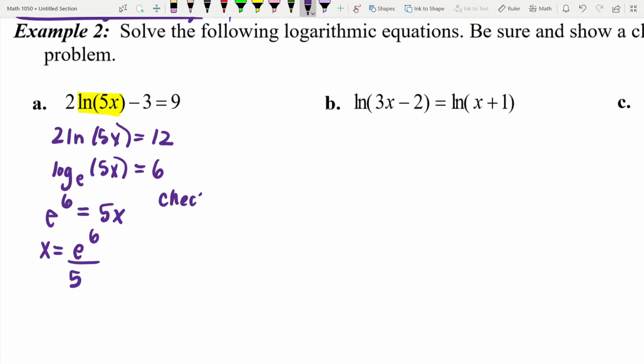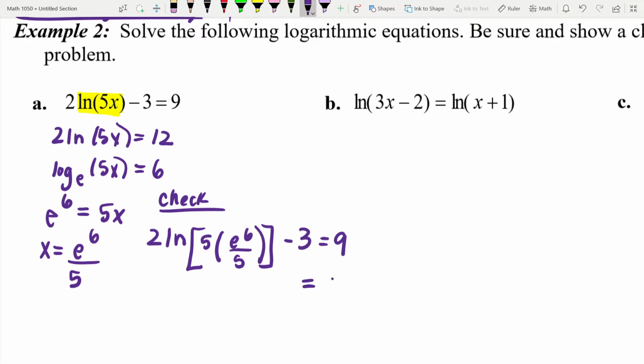Everybody write down the word check and then go to ln. When I check, I turn the parentheses into brackets. You must always check from the beginning. So this is ln of 5 times e to the 6th over 5, close your parenthesis, close the bracket, minus 3 equals 9. Remember how I told you that people fake their check all the time? I know they fake it because they got the problem right, plugged it in and said it worked. It's never going to happen. People fake it because look how complicated that is. It's really not that bad though.